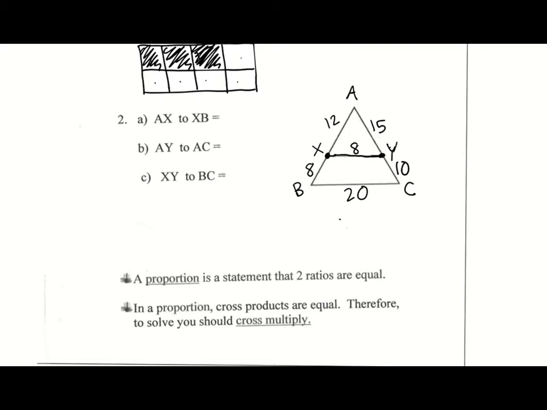This first part says AX to XB. My first ratio, AX, is 12, so that is going to be on the top of my fraction. Then the bottom says to XB. XB is this part, 8. So if I have 12 over 8 as my ratio, I want to write that in simplest form. I can plug that into my calculator, 12 divided by 8, math, enter, and I get 3 over 2.